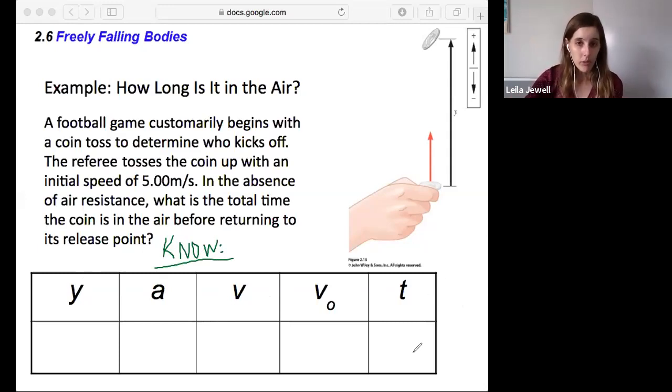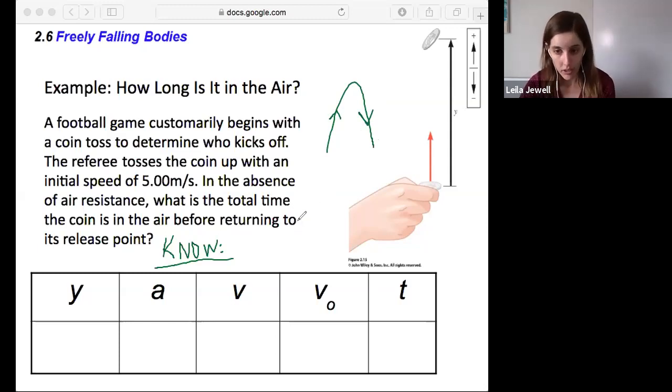Now, before we can really fill this in, we want to figure out our segment of interest, right? Are we focused on the entire flip of the coin when it's going up and when it's coming down? Well, let's look closely. It says the total time it is in the air before returning to its release point.